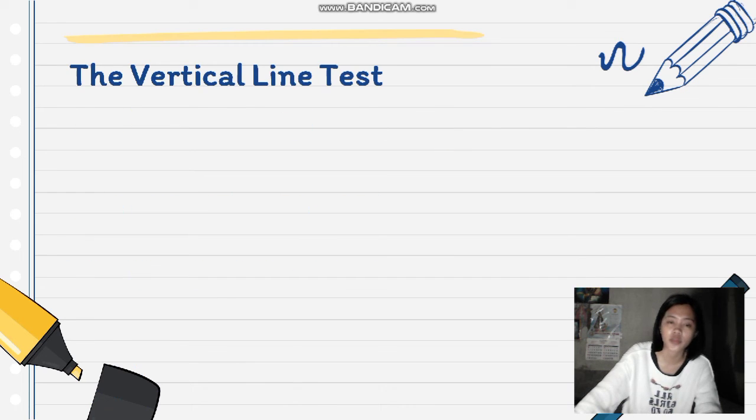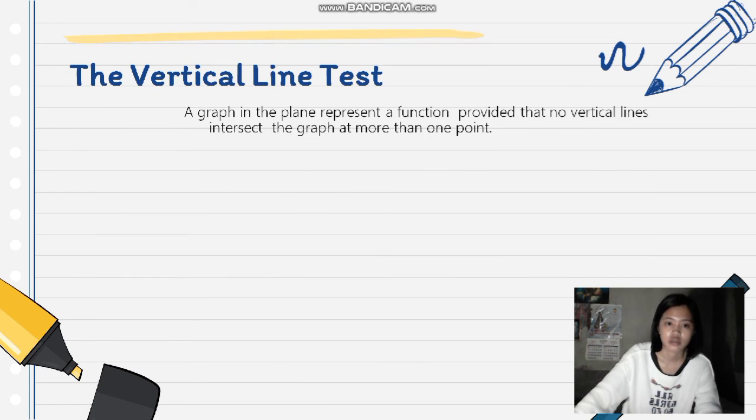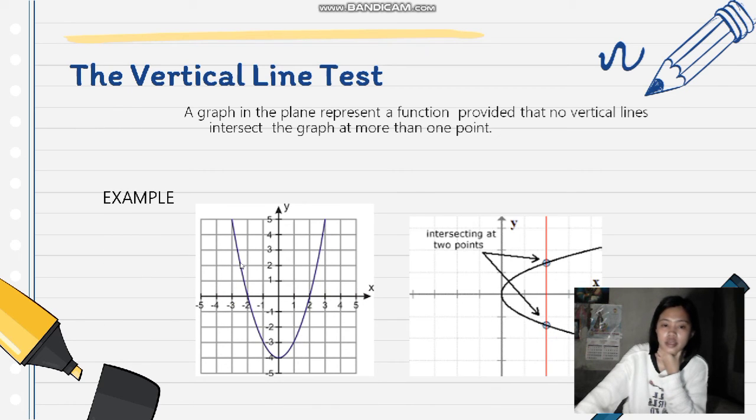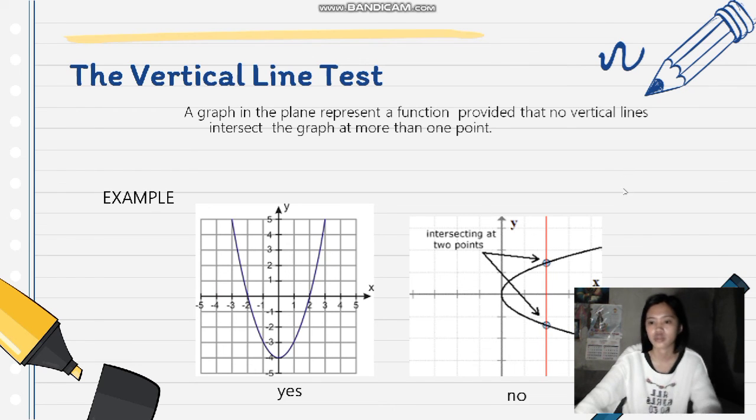The vertical line test. Nasa presentation of function pa rin tayo. A graph represents a function provided no vertical line intersects the graph at more than one point. Sa vertical line test, kailangan lang dito ay hindi mag-intersect ang dalawang points, kasi kapag nag-intersect siya, hindi na siya makokonsider as function. Example natin, ito bang graph na nauna, itong vertical line test, ay function ba siya or hindi? Yes, kasi wala namang points na nag-intersect. Next, no, kasi as you can see, yung points na to at saka to nag-intersect siya. So, hindi na siya makokonsider as function.